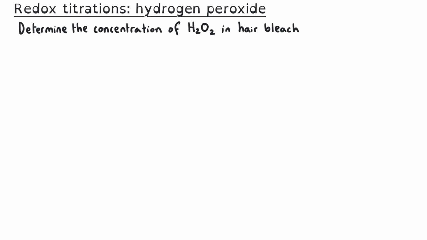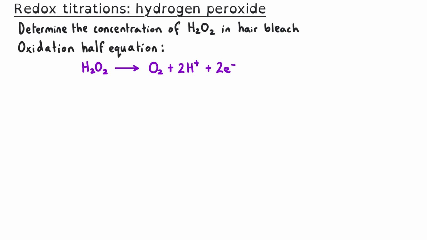You'll usually be given the half equation for hydrogen peroxide and expected to use it along with the rest of the titration analysis. A potential goal for this titration would be to determine the concentration of hydrogen peroxide in hair bleach. The oxidation half equation for hydrogen peroxide has H2O2, with the oxidation state of oxygen being -1, turning it into O2 with the oxidation state of 0 for oxygen, plus 2 hydrogen ions, plus 2 electrons, showing that each oxygen atom is losing 1 electron to a total of 2.